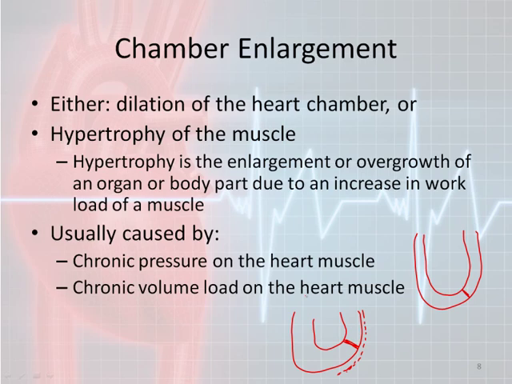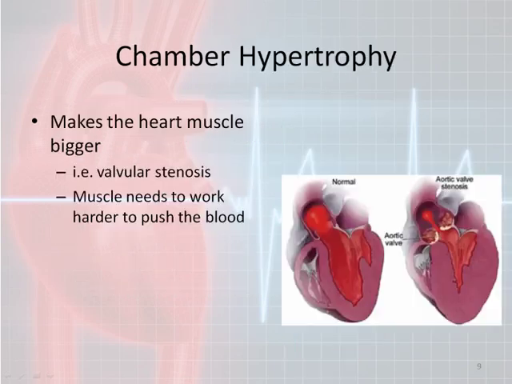So, dilation of a chamber would be an example right here. That would be dilation, which means it just gets bigger, but the muscle doesn't change. Hypertrophy means that the muscle over here does get thicker on this side. So hypertrophy is an enlargement or overgrowth of an organ or a body part due to an increased workload of the muscle, usually caused by chronic pressure on the heart muscle or chronic volume overload.